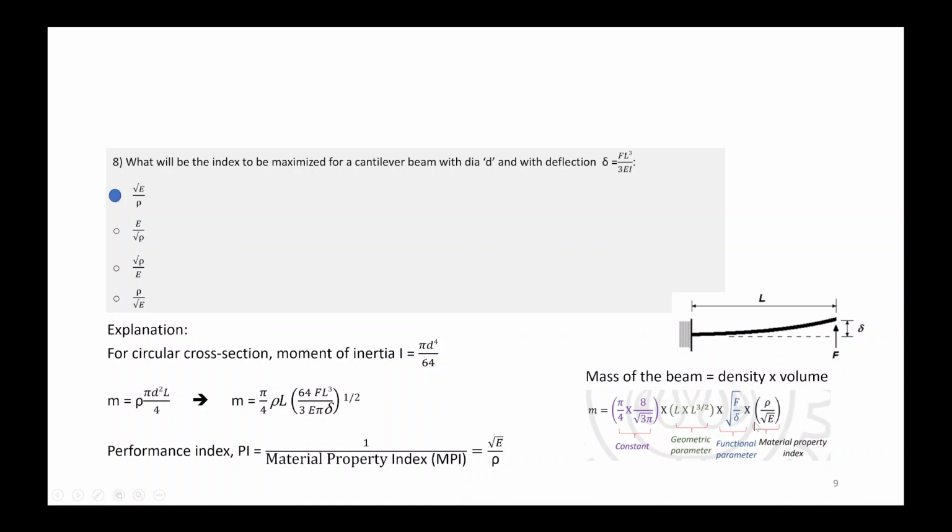This is the property which will remain constant for the material, and it won't matter what the shape of your material is. So it is density, elastic modulus. So this is the material property index, and we'll be taking its inverse for getting the performance index. So this will be root E upon rho. So A will be your answer.